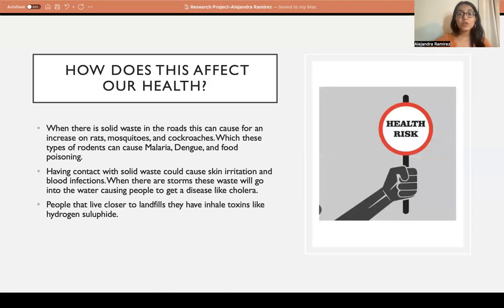When there's solid waste in the roads, this can cause an increase of rats, mosquitoes, and cockroaches, which can cause malaria, dengue, and food poisoning. Having contact with solid waste can cause skin irritation and blood infection. When there are storms, these wastes will go into the water, which people use, and this can cause a health risk for people to end up getting a disease called cholera. People that live closer to landfills also may inhale toxins like hydrogen sulfide.